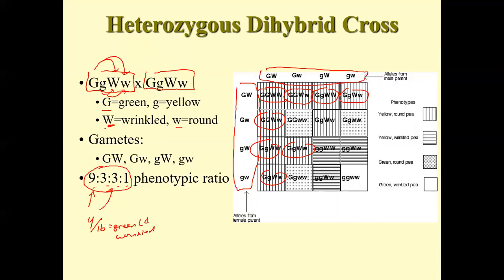Now, basically you need to catch that both of those are going to be dominant, okay? Dominant. 9 out of 16 are going to be expressing both of the dominant phenotypes. Now, what's up with the 3 and the 3 and the 1?